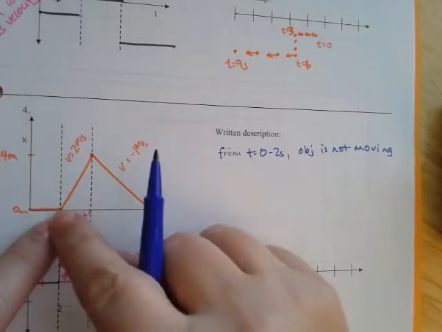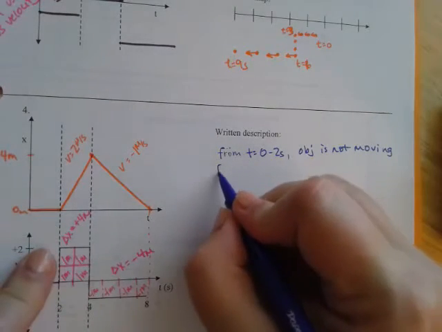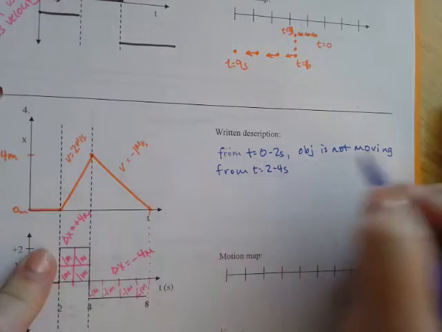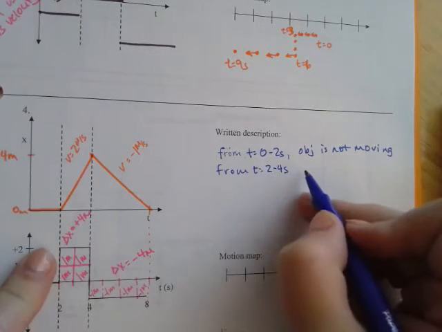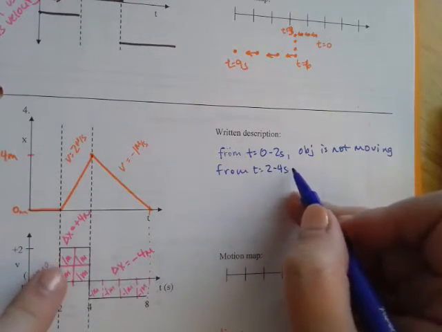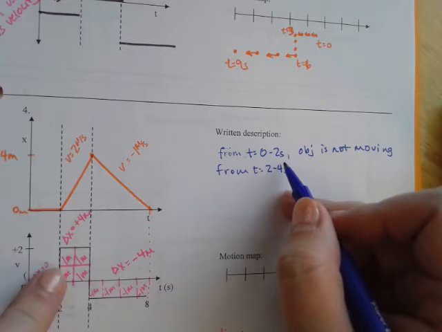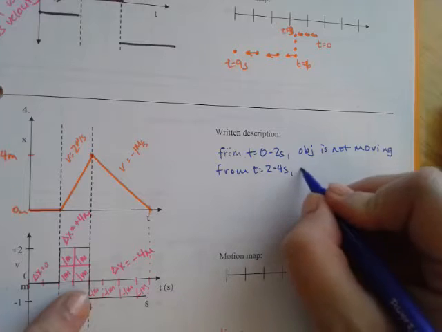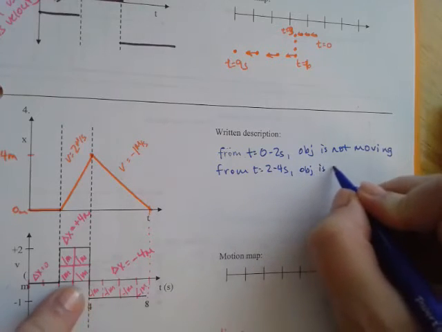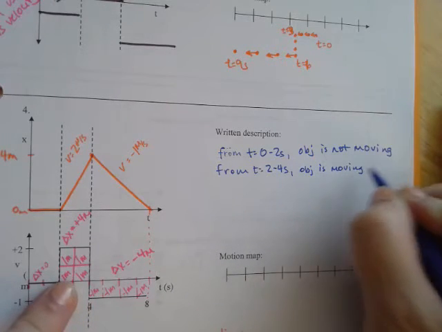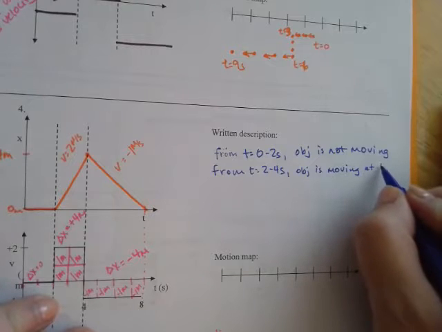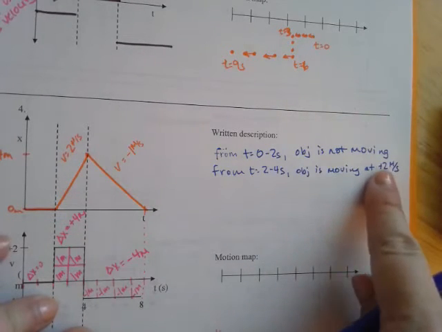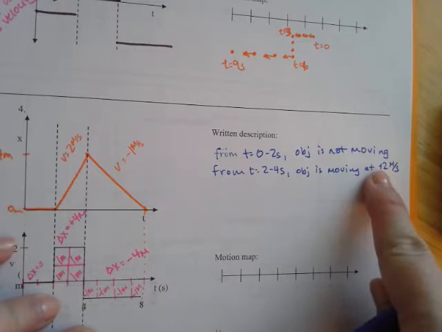Then my next piece is from 2 to 4 seconds. So from t equals 2 to 4 seconds. I don't want to just say 2 to 4 seconds, because if I say 2 to 4 seconds, you might say 3 seconds, 2 seconds. This is a little bit clearer. From 2 to 4 seconds, my object is moving at plus 2 meters per second. So that's a velocity, right? But that also tells us direction because I put a positive sign there.